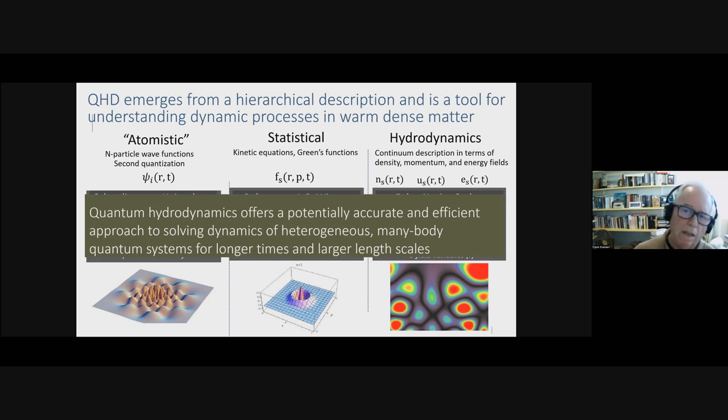And so what's the advantage of this type of approach? It's no different than the advantages of hydrodynamics for classical plasmas, in that with hydrodynamics, you can operate at longer time scales and larger length scales. So if we want to look at dynamical systems on larger time scales and length scales, hydrodynamics and certainly quantum hydrodynamics holds a lot of potential.